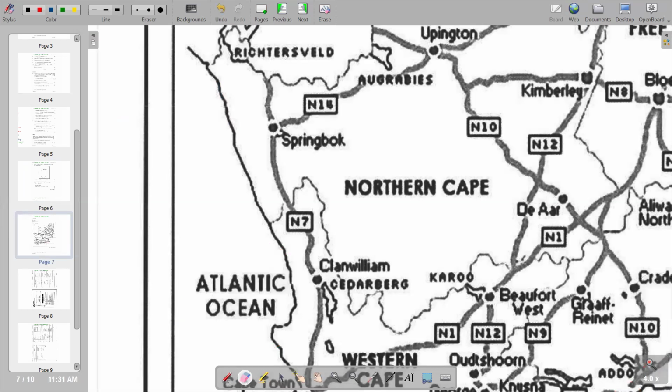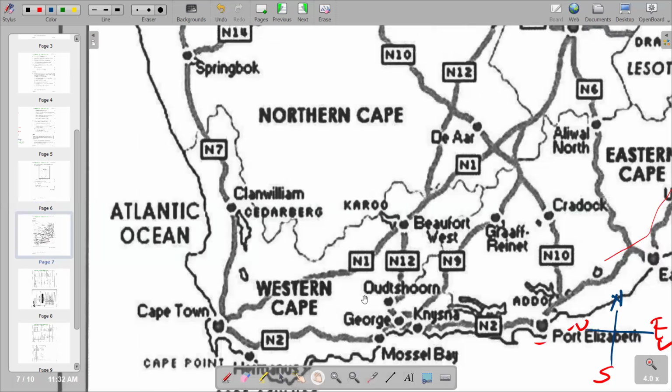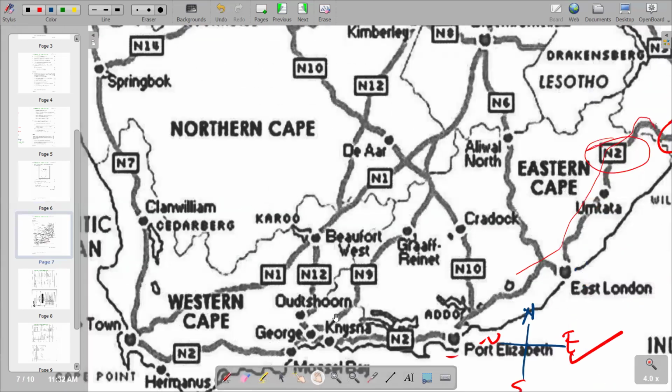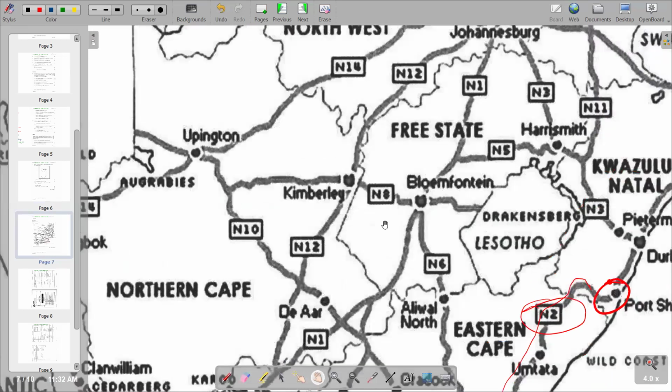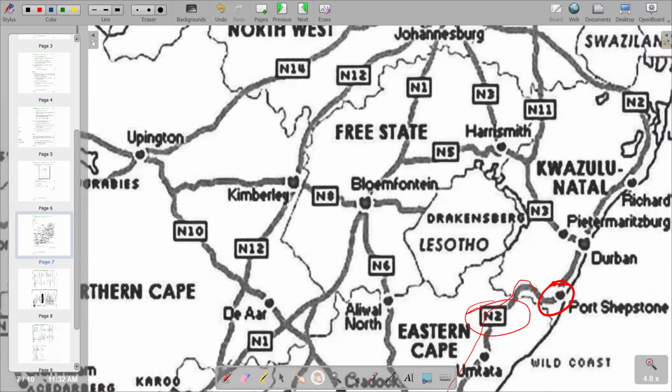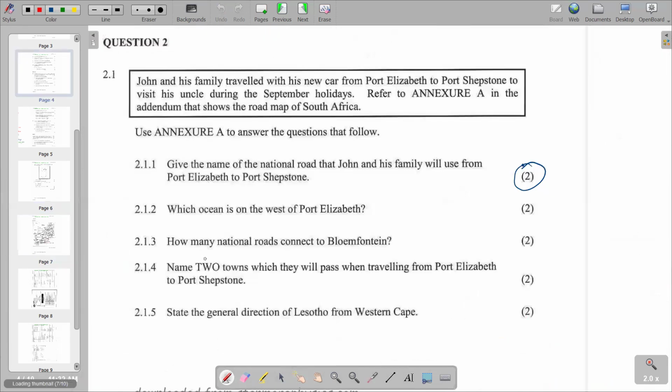So if you refer to our map, we are going to see that Bloemfontein, we are going to have it here. So we have Bloemfontein at the metro here. So they are saying, how many roads connect to Bloemfontein? So how many roads do we have?